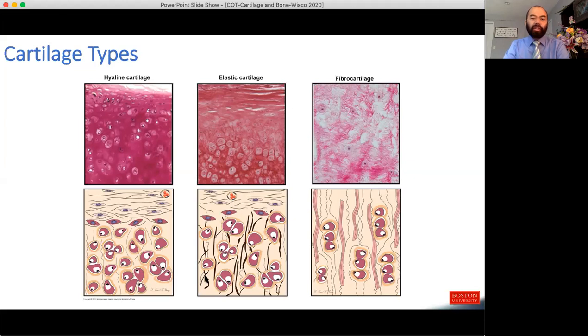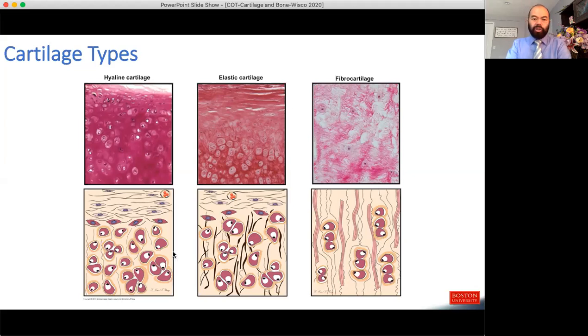The next thing you should take a look at are the fibers. In hyaline cartilage, we have fibers that are scattered throughout the ground substance, but in elastic cartilage, we have the very dark, characteristic elastic fibers that are within the ground substance. And then in fibrocartilage, we have these thick bands of collagen that are placing these chondrocytes into rows like that.